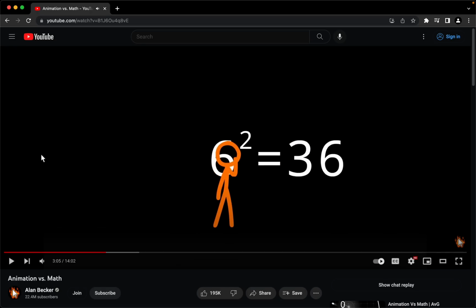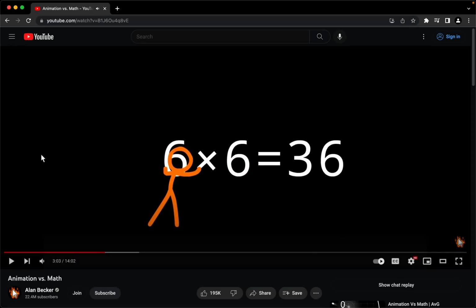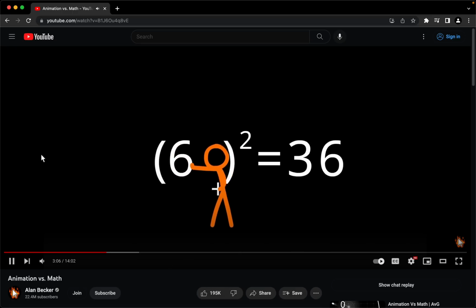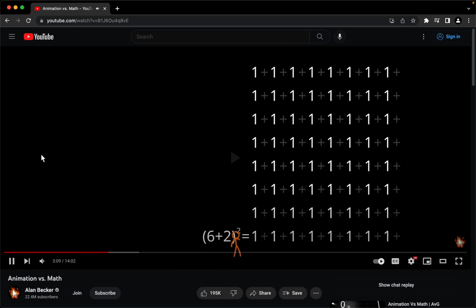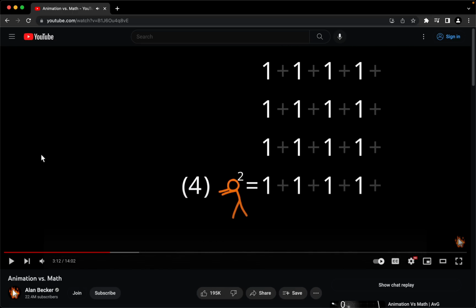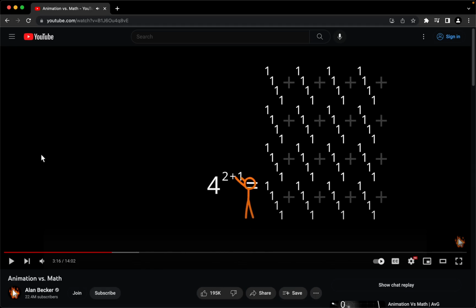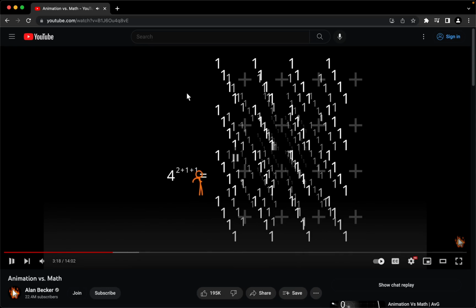So we have exponentiation. 6 times 6 is 6 squared, which is 36. Yeah, it's 8 squared, 64. He doesn't simplify it though. Then 6 minus 2 is 4, 4 squared is 16. 4 to the power of 2 plus 1, 4 to the 3. This extends into the third dimension. So here we have a cube, if you could visualize that. Here we have a 4-dimensional kind of thing.